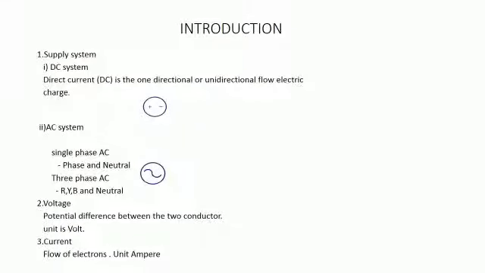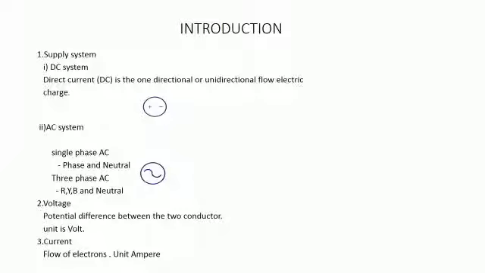First, I will explain the basic introduction. First one is the supply system. Mainly, there are two types of supply system. First one is the DC system, and second one is the AC system. DC means direct current, which is the unidirectional flow of electric charge. It has two terminals, one indicated by positive, another one negative. The symbol is one straight line, as it does not vary with respect to time.